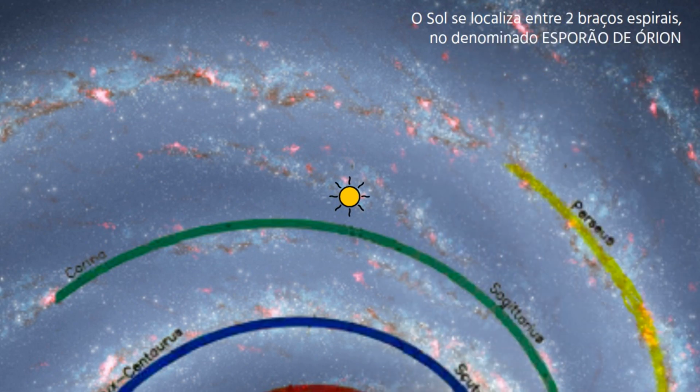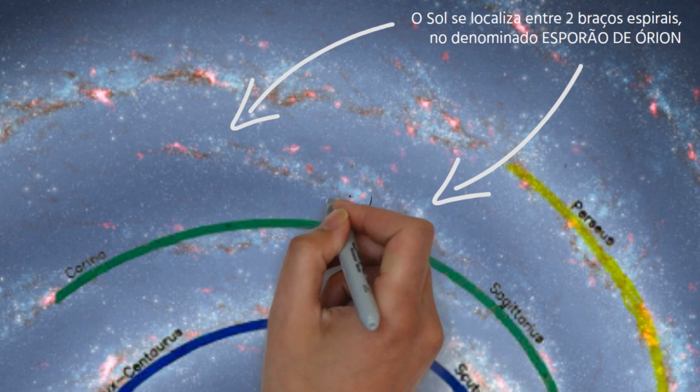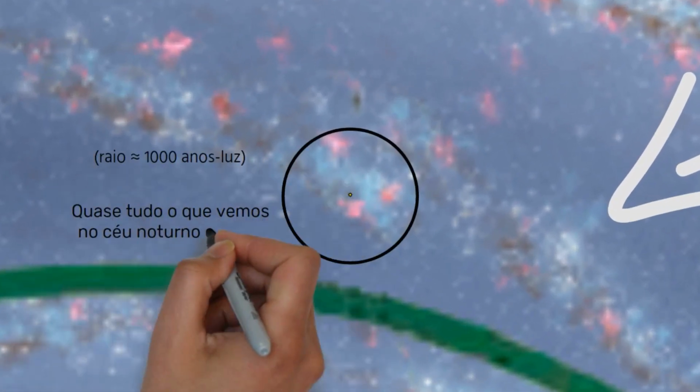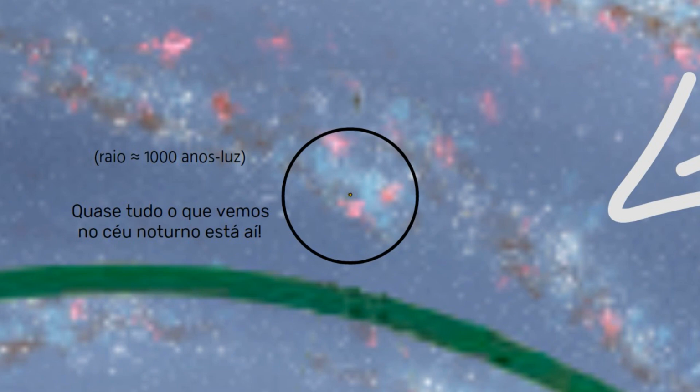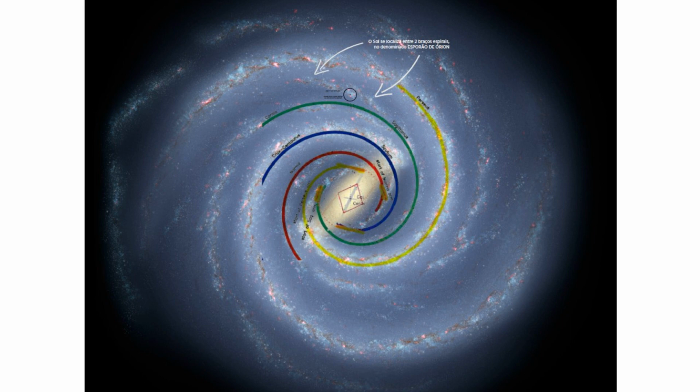The Sun is located in a kind of connecting sub-branch between the Perseus and Carina-Sagittarius arms. Interestingly, the name of this sub-branch is Orion Spur. To sum up, from a night sky perspective, almost everything we see is located within the circle shown. Let's be honest, you didn't imagine that the Milky Way was so big.